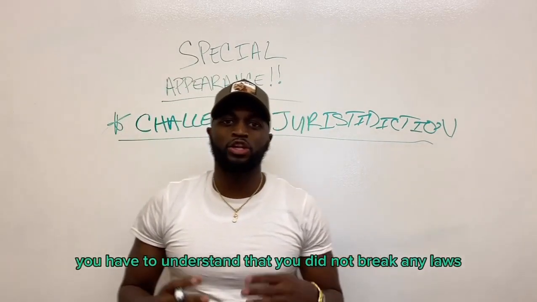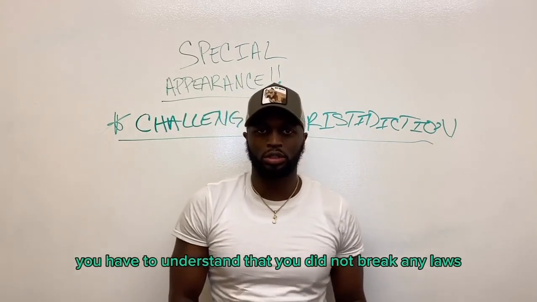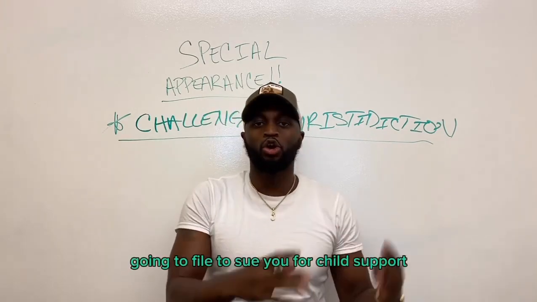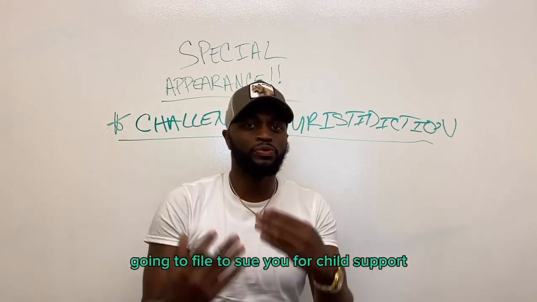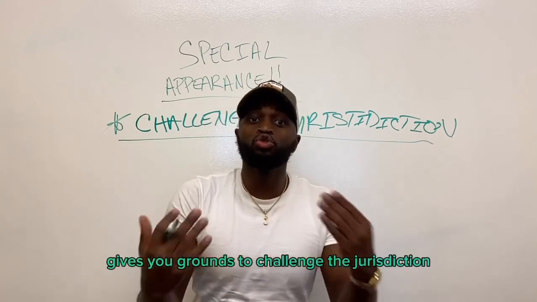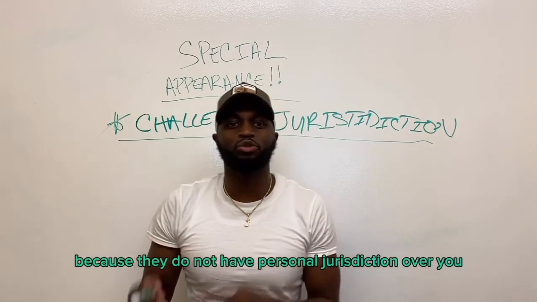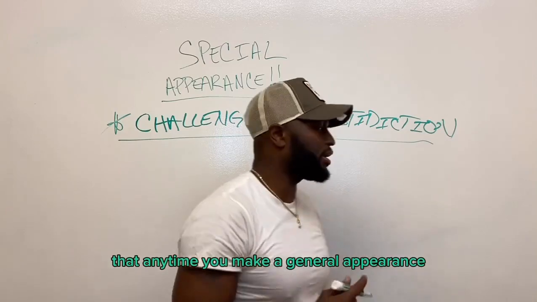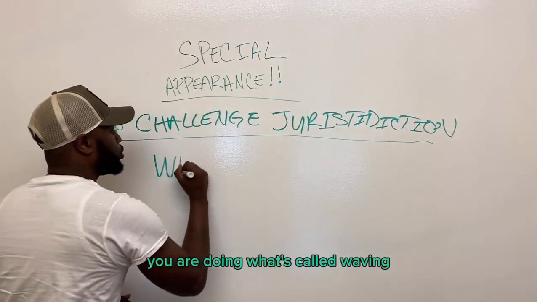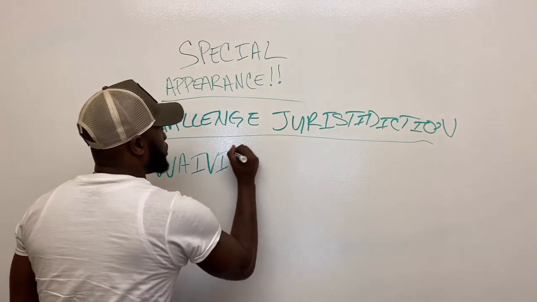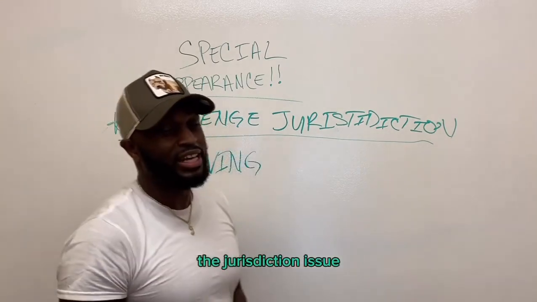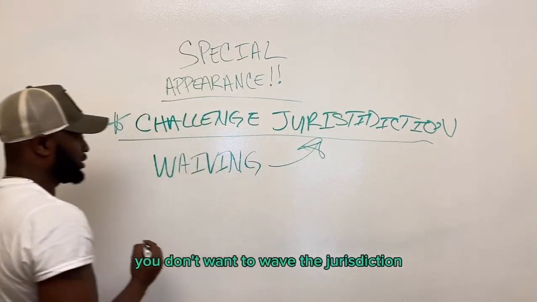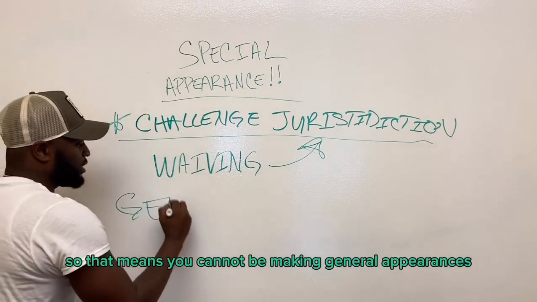You have to understand that you did not break any laws, okay? You having a child and that child's other parent filing to sue you for child support gives you grounds to challenge the jurisdiction because they do not have personal jurisdiction over you. Now, anytime you make a general appearance, you are waiving the jurisdiction issue. So you want to challenge jurisdiction, you don't want to waive it, so that means you cannot be making general appearances.